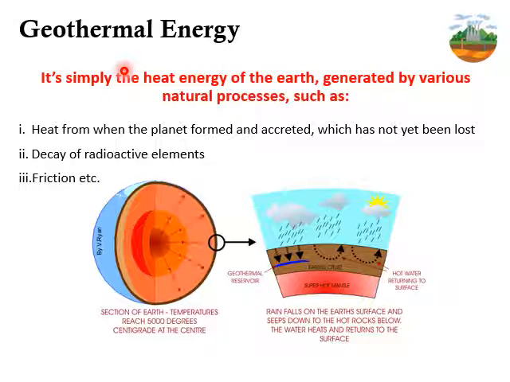Geothermal energy is simply the energy of the earth generated by various natural processes, such as heat from when the planet formed, which has not yet been lost. When the earth formed, it was very hot. It was a part of the sun, and then it got shattered or separated from the sun. So its mantle is very hot. That heat is still in the core of the earth because the earth itself is a very good insulator. So this accumulation has resulted in the high temperature of the earth crust.